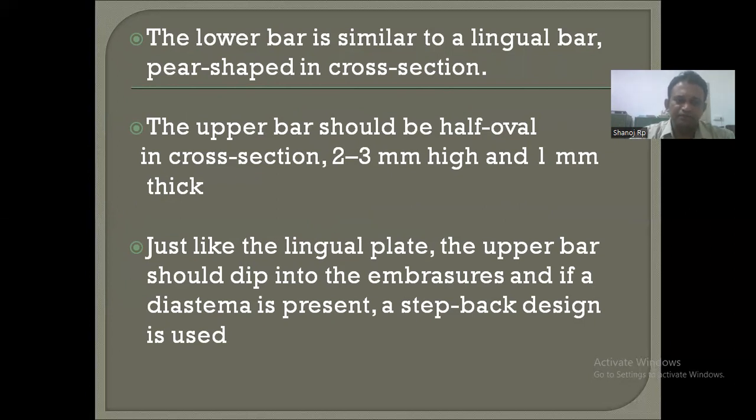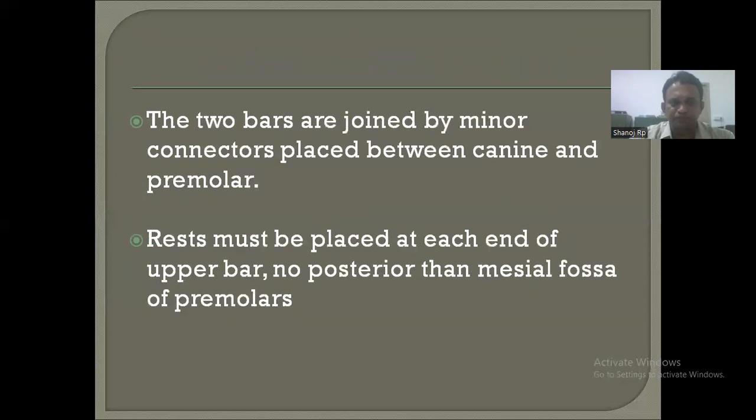Just like the lingual plate, the upper bar should dip into the embrasures, and if a diastema is present, a step-back design is used. These two bars are then joined by a minor connector placed between the canine and the premolar. The rest must be placed at each end of the upper bar, no posterior than the medial fossa of the premolars.